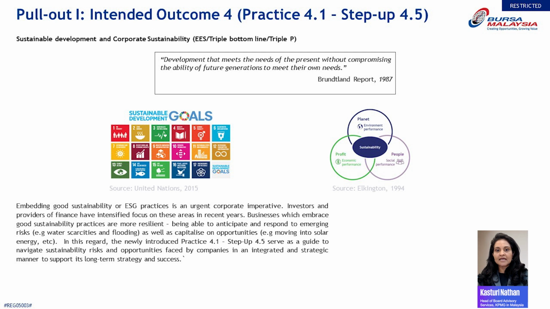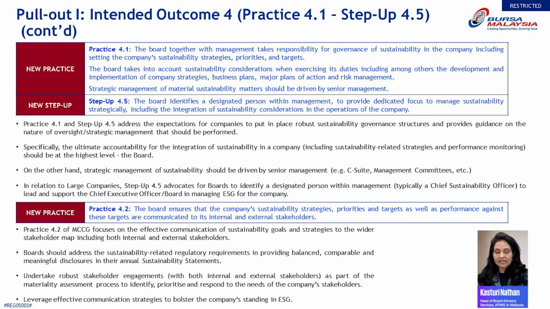As such, companies are expected to balance their business and profit interests with environmental and social considerations. This balancing act can be underpinned by Elkington's triple bottom line, often ESG or triple P: people, planet, profit. Within the given context, we will now dive into the practices that revolve around the dimensions of sustainability, starting with practice 4.1 and step up 4.5.